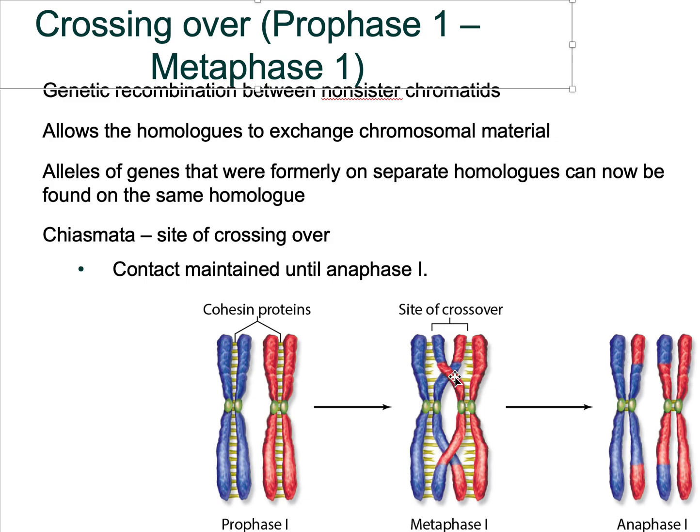This does, I will tell you right now though, in the textbook it should say prophase 1. That crossing over does occur in prophase 1. And so this is just reiterating, this is one of the ways that you get genetic variation.